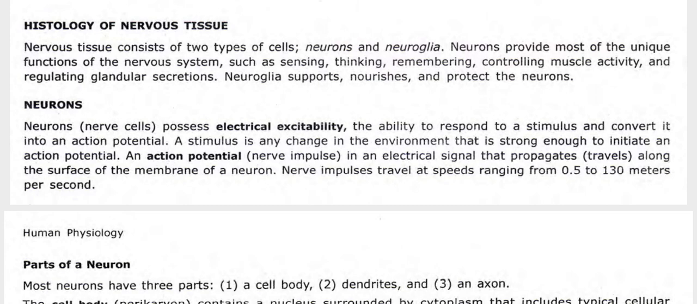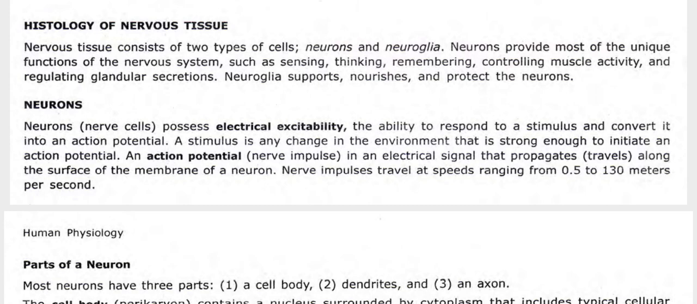Histology of nerve tissue. Nerve tissue consists of two types of cells, neurons and neuroglia. Neurons provide most of the unique functions of the nervous system, such as sensing, thinking, remembering, controlling muscle activity and regulating glandular secretions. Neuroglia supports, nourishes and protects the neurons.